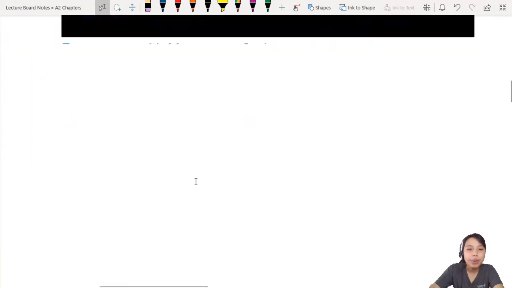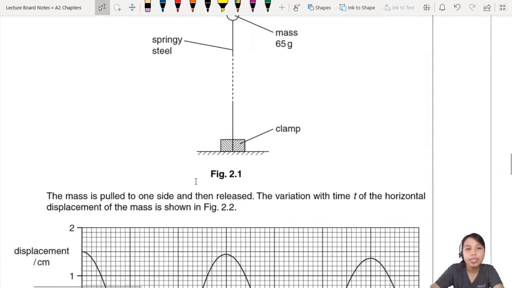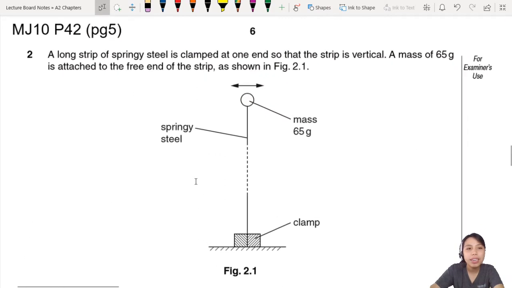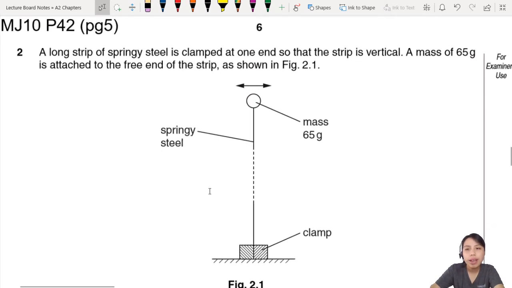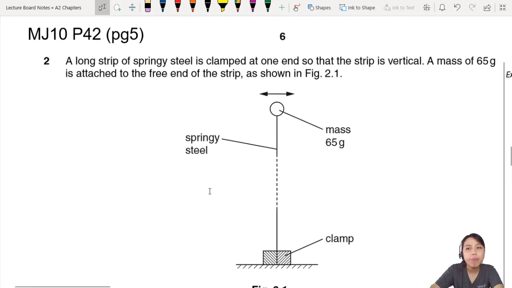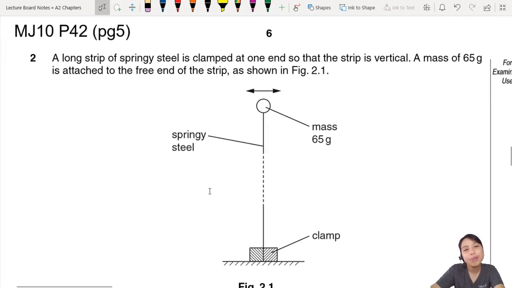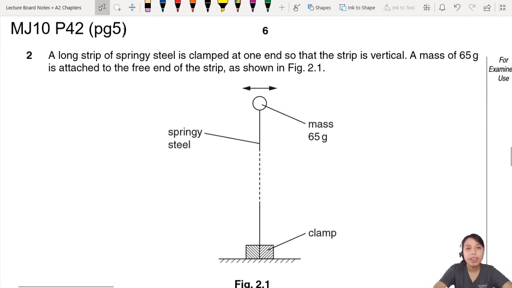So here today we are going to look at two examples. First one of the day is MJ10 Paper 4 Variant 2. So on page 5 you have the handout, but some parts of the question are chopped off in the handout, so maybe you want to grab a piece of paper and check out the full question. So what do we have here?